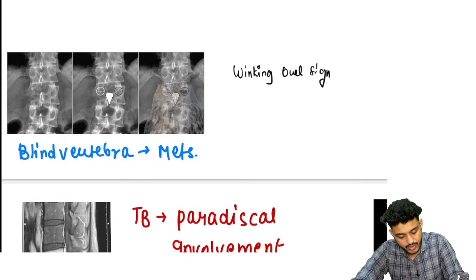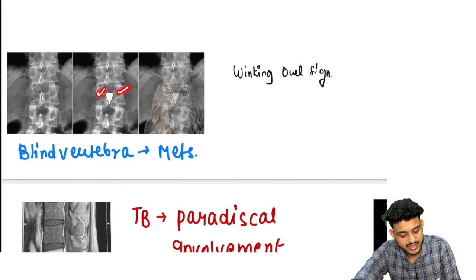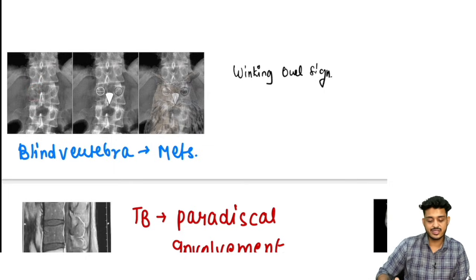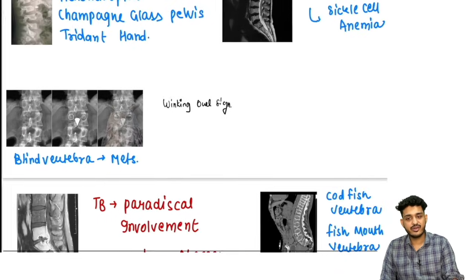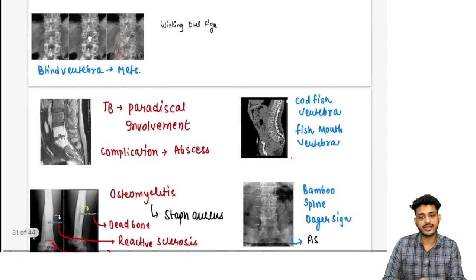This is happening due to damage to one of the pedicles, right? You can appreciate both the pedicles are normal here. This is appearing as an owl, right? But can you appreciate this pedicle is gone? This pedicle is gone, right? So this is going to give you the winking owl sign. This is going to be a blind vertebra seen in the cases of metastasis, beta. Metastasis, you will be finding this thing.